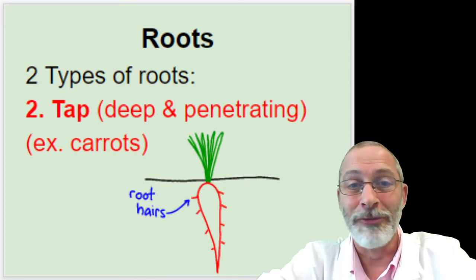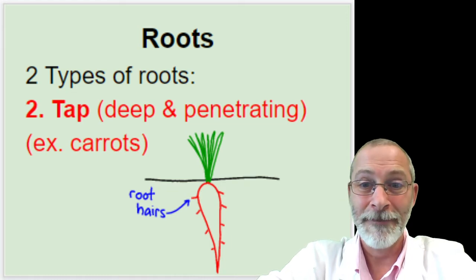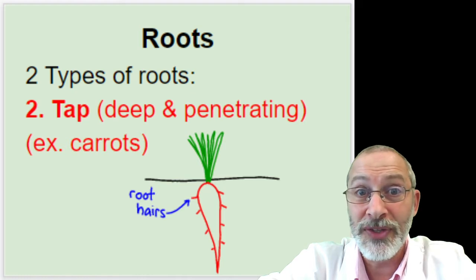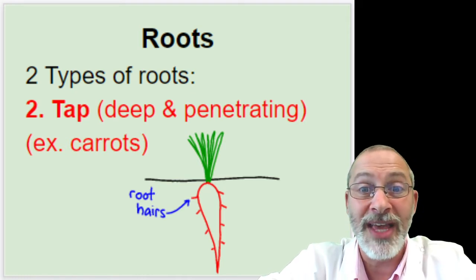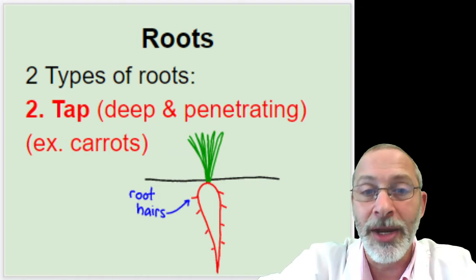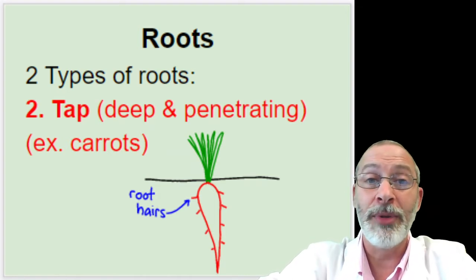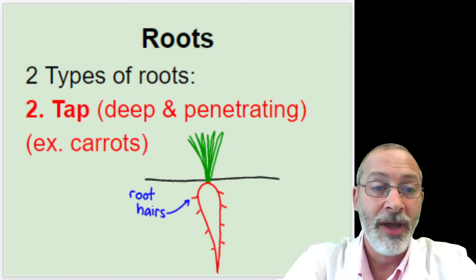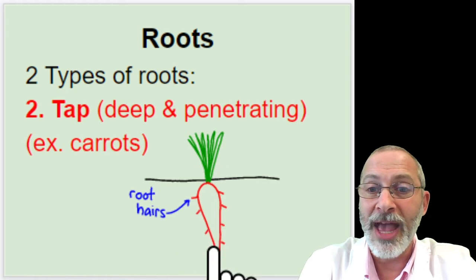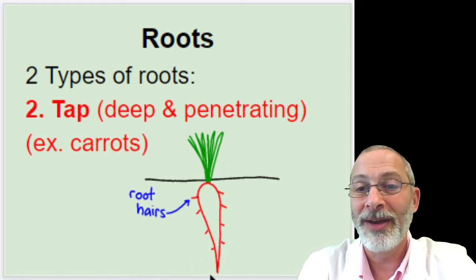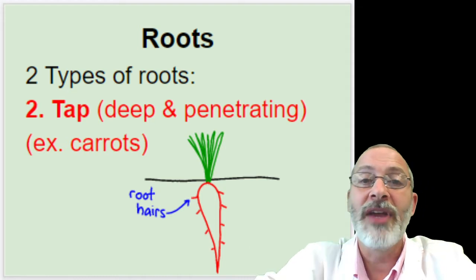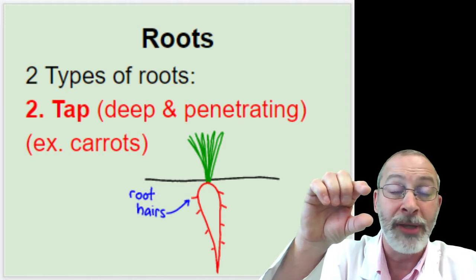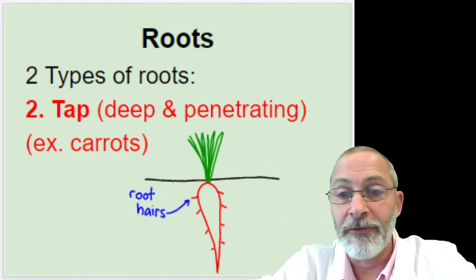All right, second type of root is a tap root. The major distinguishing characteristic of tap roots that separate them from fibrous roots is that tap roots are deep and penetrating. A great example of a taproot: a carrot. Think about the shape of a carrot. Look at it. You like my carrot drawing, by the way? All right. Think about the shape of a carrot. Unless it's a little baby carrot, in which case it still has the same basic shape. It's just not as deep as a full-blown carrot.